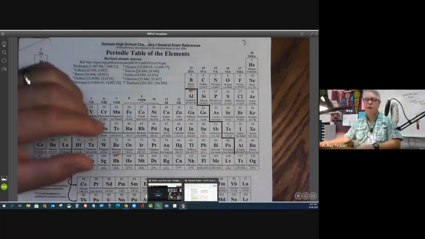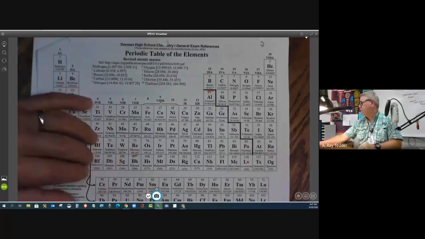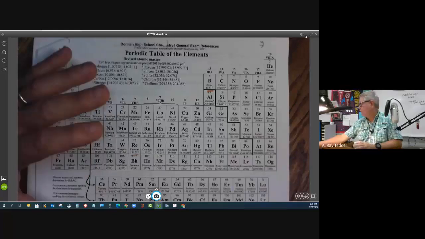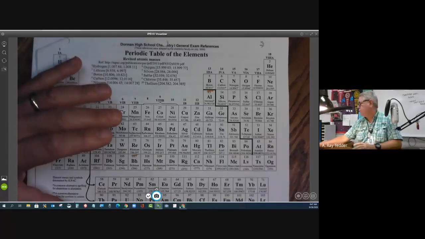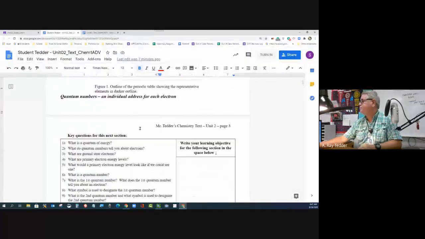So when you label that periodic table I'm going to give you, then you need to make sure that you take care of that. You know where those are, okay? All right, I think that covers everything in this section. Yep, all right. So now we're going to go down to the next section.